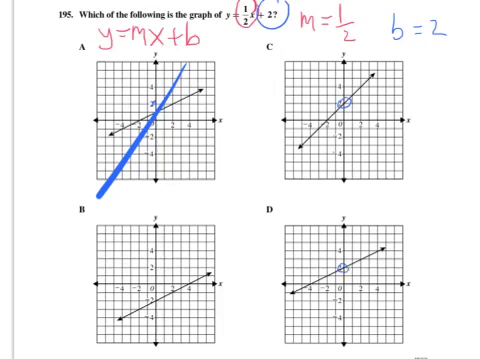This one crosses at 2, good. This is negative 2, so I can cross that one out. So out of the 2 choices here, which one of these has a slope of 1/2? Meaning it goes up 1 and over 2. This one goes up 1 over 1, huh? This one goes up 1 and over 2. Can you see that's the answer? Because it goes up 1 and over 2, and it begins at 2. Begins at 2, up 1 over 2.